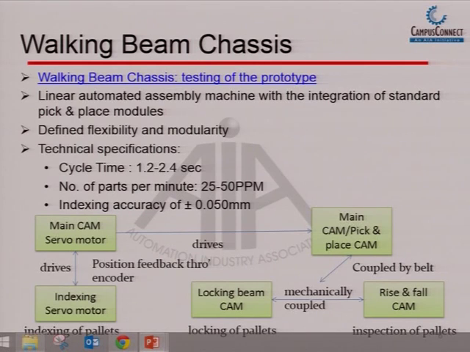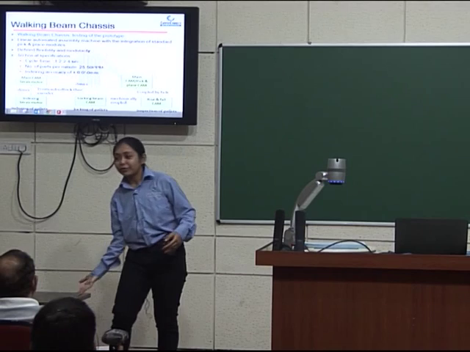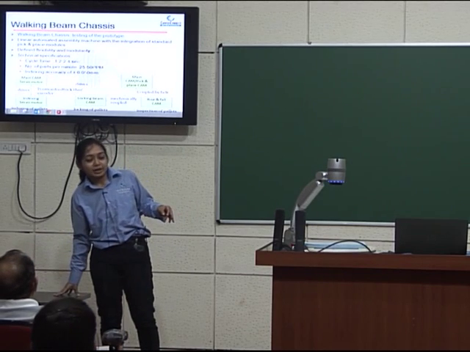Most of you are aware, okay. So chassis is like a structure. When we talk in automobile industries, say, suppose this is the car body, then the base part of it is what we call a chassis.